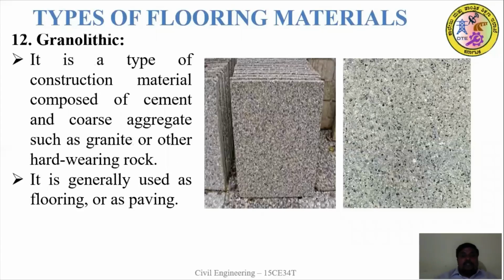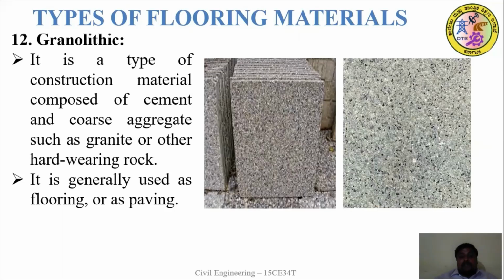Next one is granolithic material. It is a type of construction material composed of cement and a coarse aggregate, such as granite or other hard-wearing rock. Normally, it is used for flooring or paving. In India, presently we are using this type of material in bathrooms or water closets because it avoids slipperiness. That is, it won't cause any skidding, even though it is regularly in contact with water.